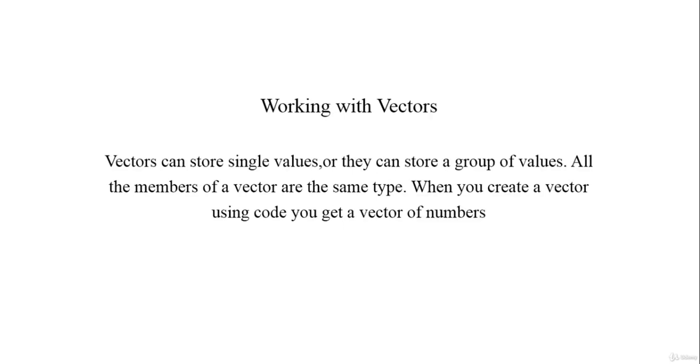Working with vectors. Vectors can store single values or they can store a group of values. When working with a group of values, you use the c function to combine them. All the members of a vector are the same type. Consequently, when you create a vector using code, you get a vector of numbers. Calling class tells you that all the entries are now of type character.